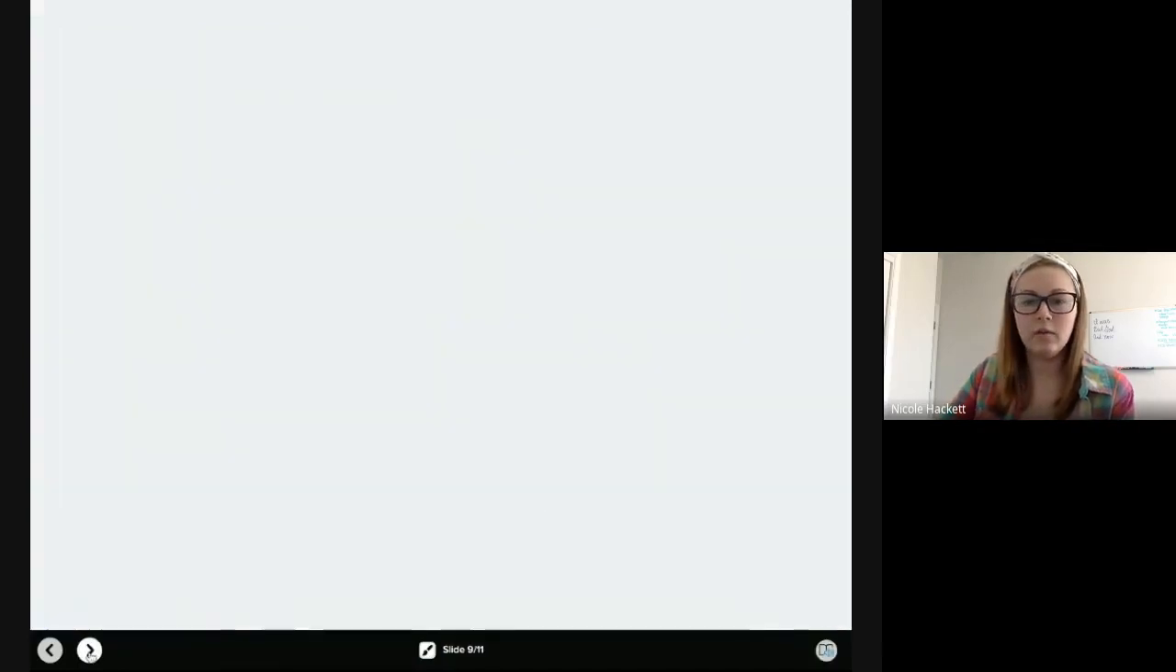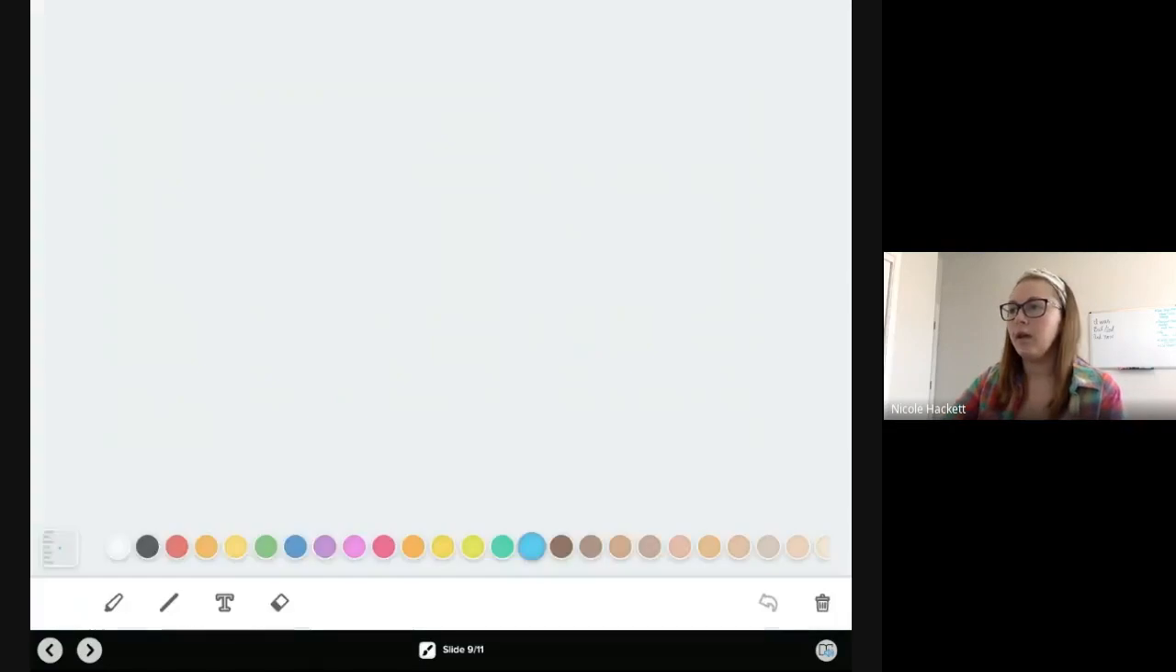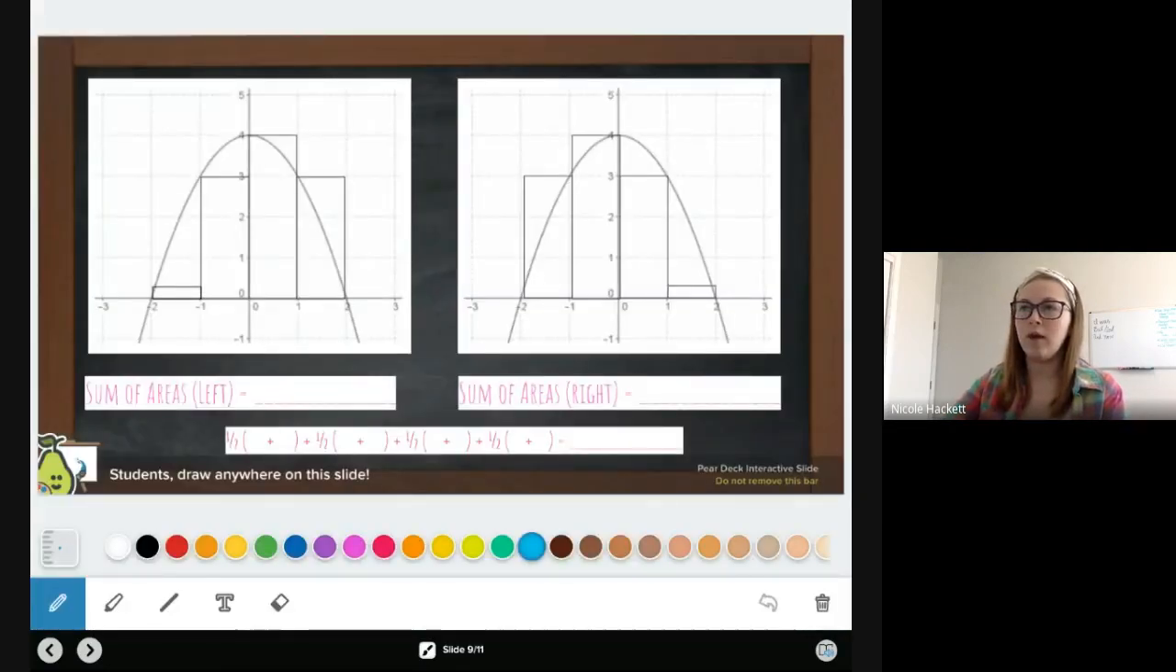So we have one last one to try, and then we're all set to go. As we're going through this one, I want you to also take notice that since this one is a symmetrical curve, and it's sitting right on the y-axis, the very center of it, we should get the same sum on the left and the same sum on the right. We're just going to practice putting it in there.